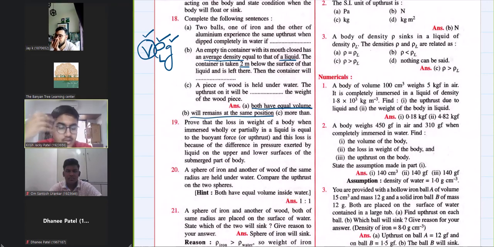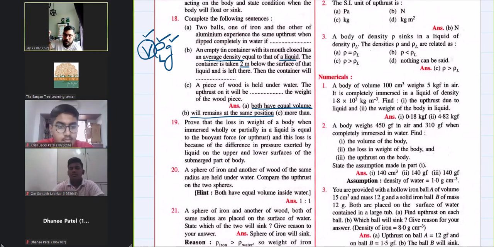Sir, can you repeat the question? You take an empty container whose average density is equal to that of a liquid. You take it below the surface of liquid and leave it there, 2 meter below. Will the container come to the surface? Will it remain there or will it drown? They are saying it will remain at the same position.